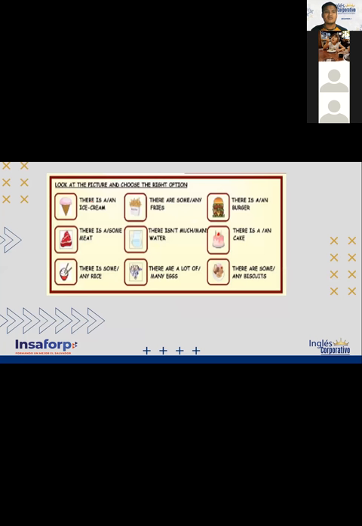So number one for this one right here. There is an ice cream. There is an ice cream, very good. Next one. There are some fries. Very good. The next one. It is a burger. There is a burger. Next one. There is a meat. Repeat it again. There is a meat. Very good.